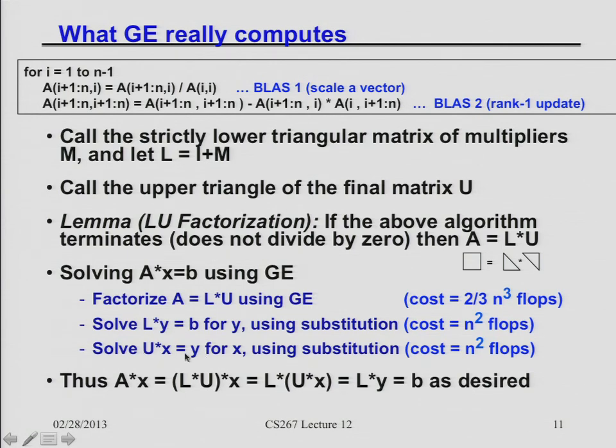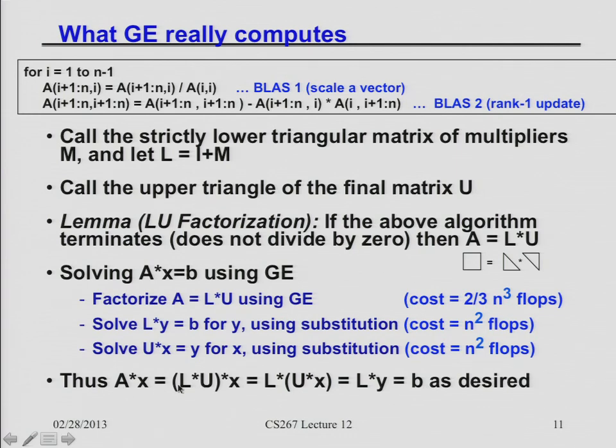So I solve a second triangular system of equations. That's another single BLAS call, a triangular solve, and I get another n squared. And I claim the X is the answer. So let me just confirm that with one line of algebra. I want to confirm that A times X equals B. Then I'm done.